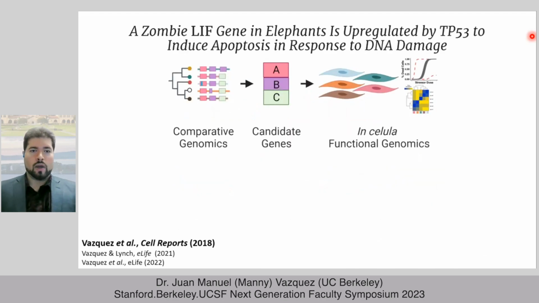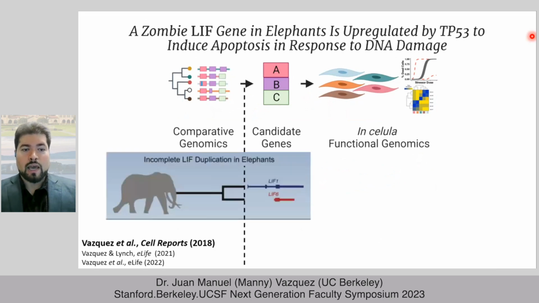For example, in 2018, we published a study about a zombie LIF gene in elephants. And this is interesting because we have genomes for elephants and the closest living relatives, manatees and hyraxes. What we found very early on, while looking for gene duplications, was that there are two copies of the leukemia inhibitory factor shared between manatees and elephants, and they kind of look like a pseudogene.